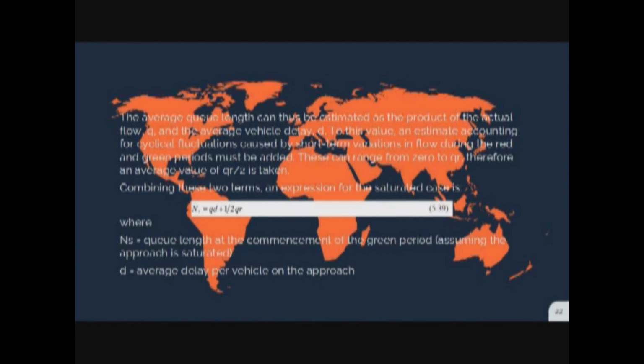These can range from 0 to QR. Therefore, an average value of QR divided by 2 is taken. So, combining these two terms, an expression for the saturated case is N sub S is equal to Q times D plus 1/2 QR, where N sub S is the queue length at the commencement of the green period, and D is the average delay per vehicle on the approach. So this equation will be equation 5.39.